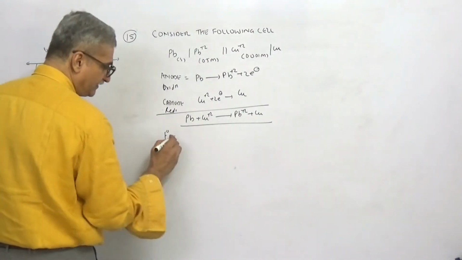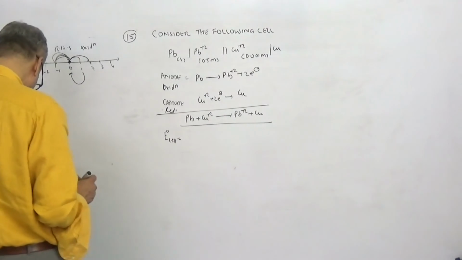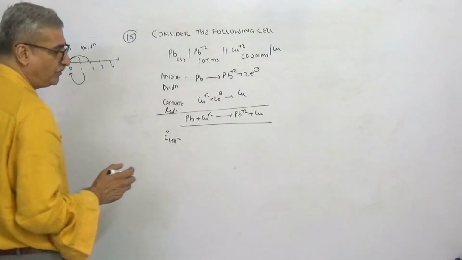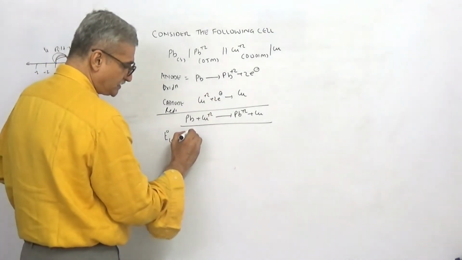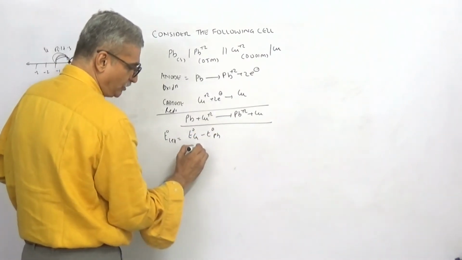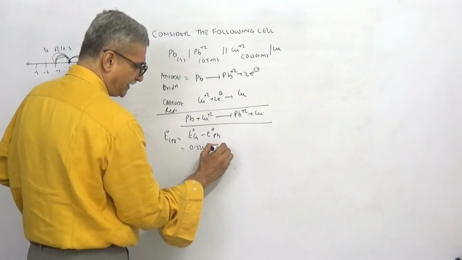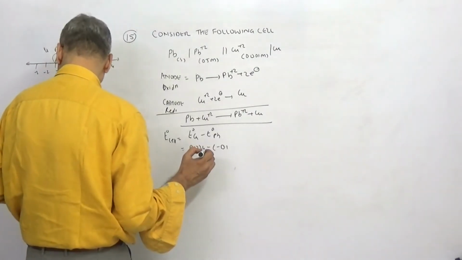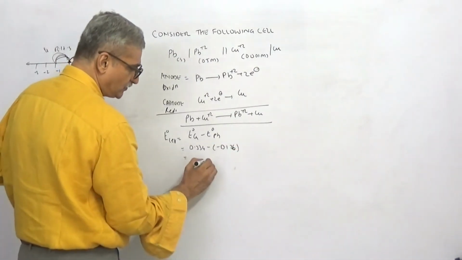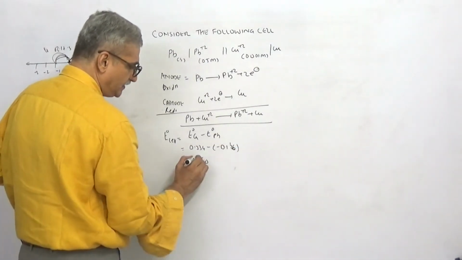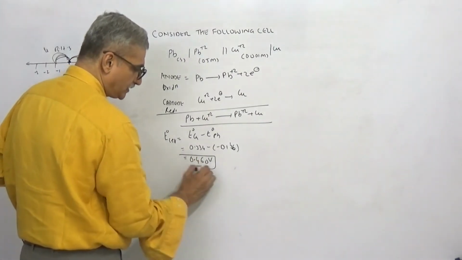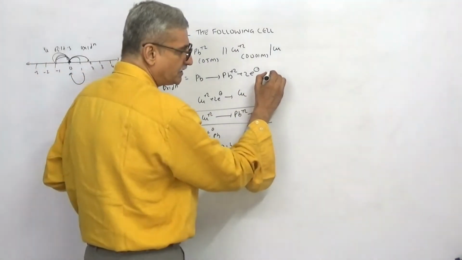E naught of this cell will be equal to what? So copper was 0.334 minus of minus 0.126. So that is 6 plus 4, 10, 1 here, 3 and 3, 6. So 0.460 volt.